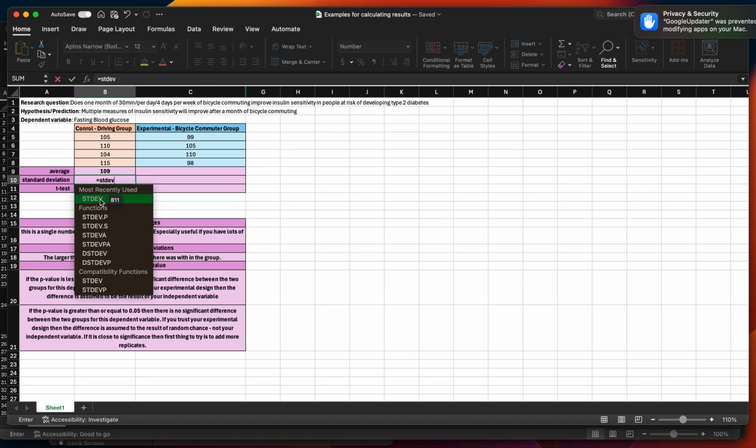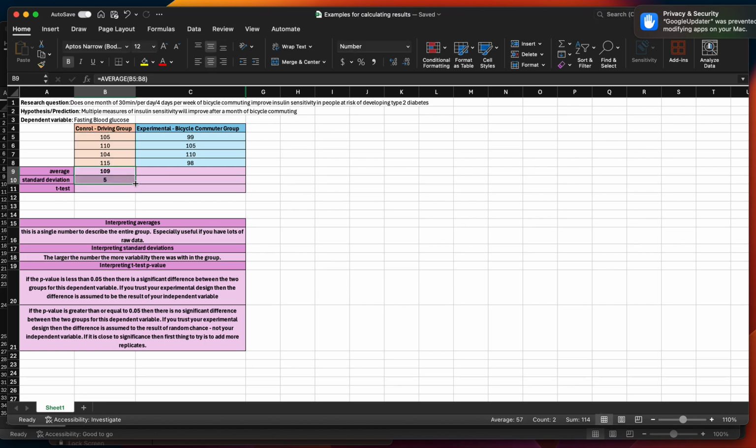STDEV. Again, as soon as you see it, you can press it, or you can select the tab button. Either one will select it. Open parenthesis, and again, select just the raw data. My 4 individuals in the driving group. Do not select the average. Make sure you keep it on just those 4. And enter.